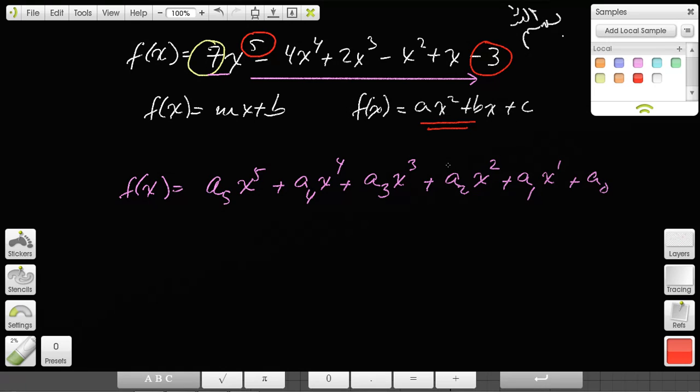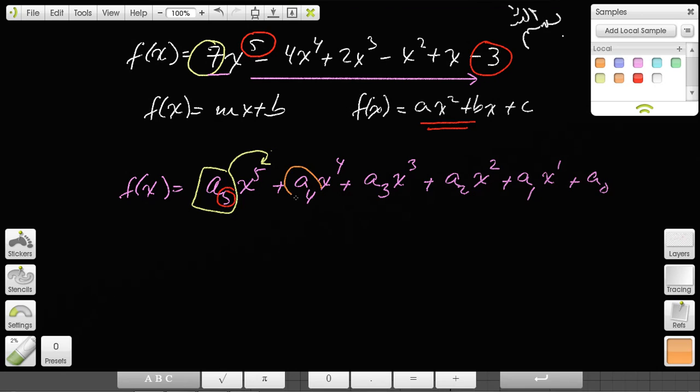Now, here, a sub 5 means the coefficient belonging to the fifth degree term. This is not like a to the power of 5 or a times 5, whatever. It's just a subscript saying the coefficient of the fifth degree term, because you're going to run out of alphabets pretty soon if you start using a, b, c. But what if you have a polynomial that's like 36th degree, you know? You're going to run out of alphabets, so you have to use this subscript.